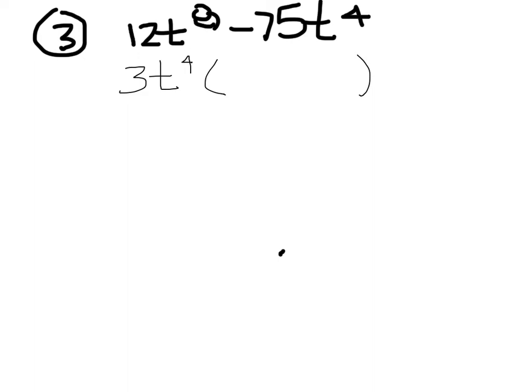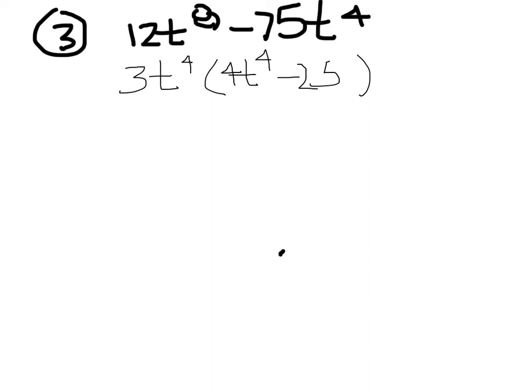To finish factoring out the GCF, imagine dividing this term by the GCF. Do it one step at a time. 12 divided by 3 is 4. t to the 8th divided by t to the 4th is t to the 4th, resulting in a 4t to the 4th inside. There's a minus in the problem. We will bring that down. And now we are going to, again, divide 75t to the 4th by this GCF. 75 divided by 3 is 25. t to the 4th divided by t to the 4th is a 1, and 25 times 1 is just 25, so we won't write the 1 down.